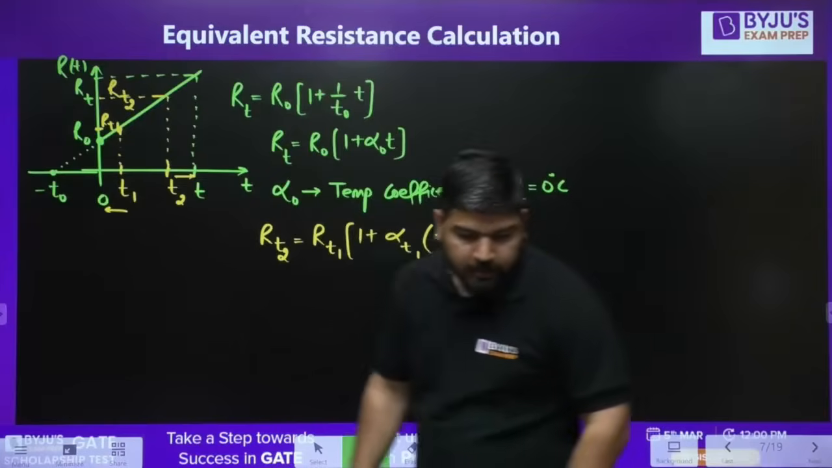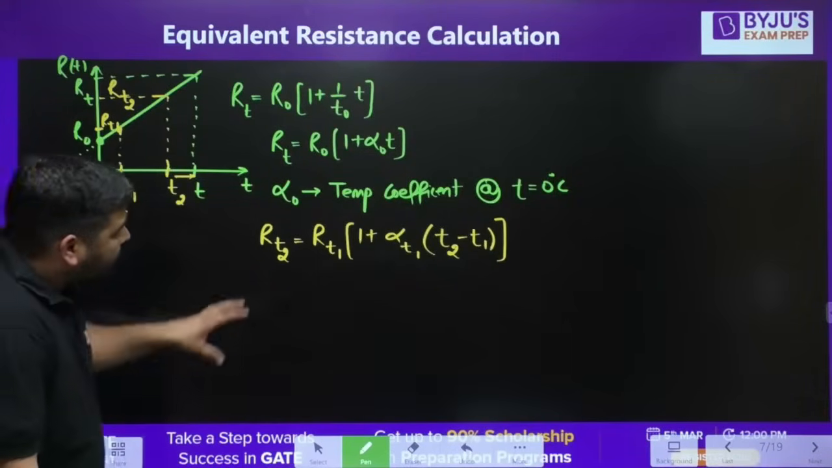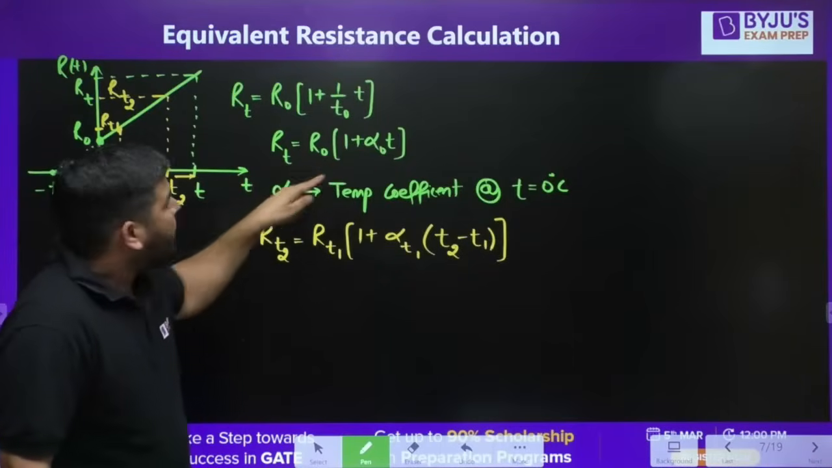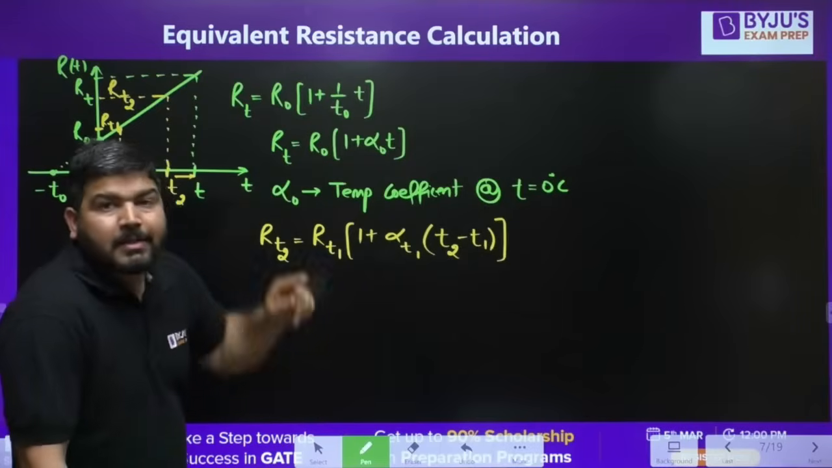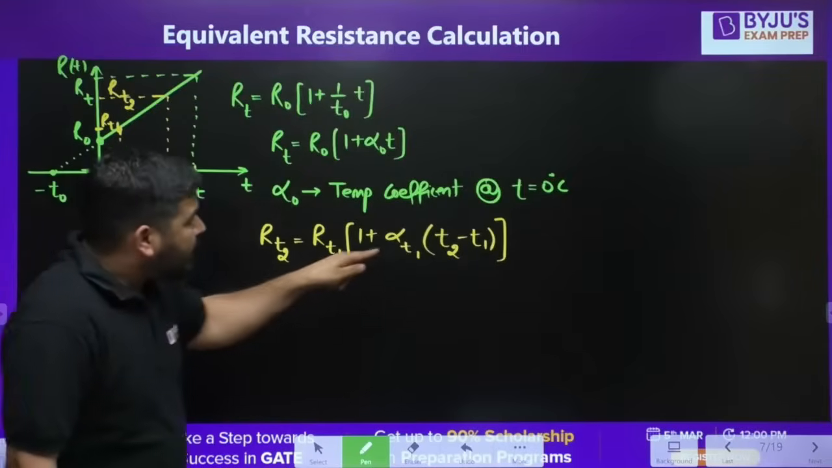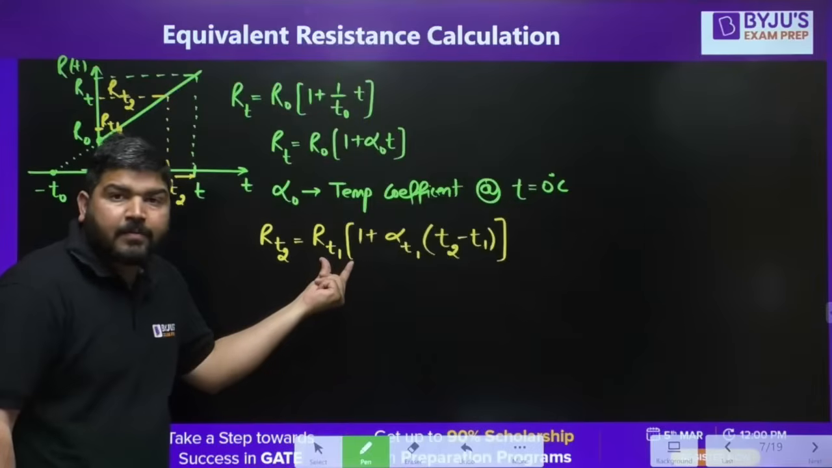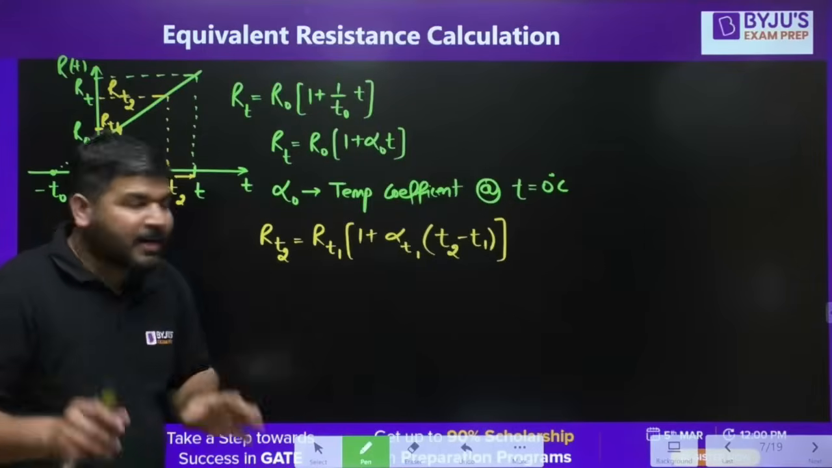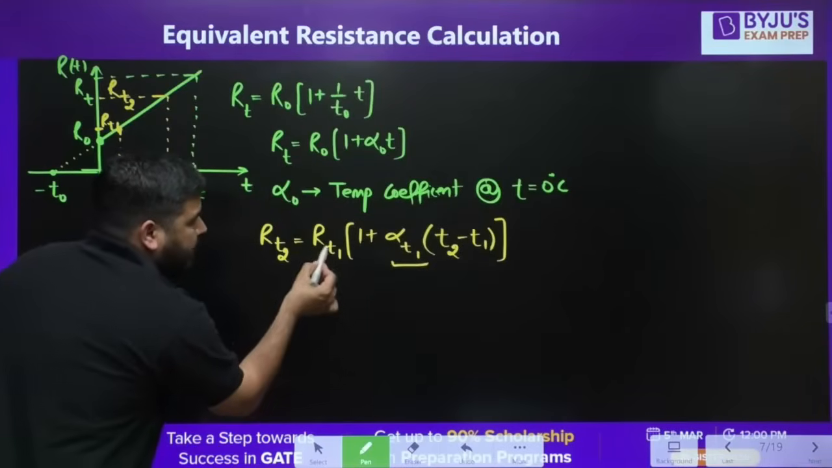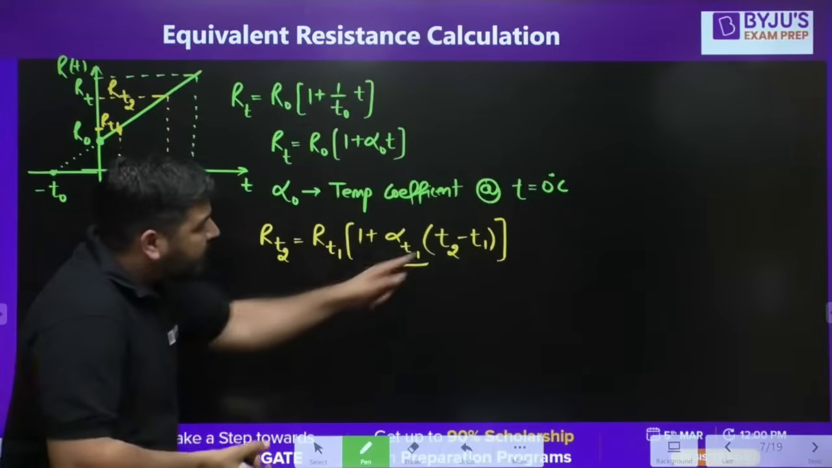The important point is, let's say you know the temperature coefficient at T equal to 0. Then this R naught has to be the resistance at temperature 0 degree centigrade. If you know the temperature coefficient at some T1, then this resistance has to be at T1. You cannot say that I put this alpha as alpha T1 and this I can put alpha R naught. No, it's not correct.